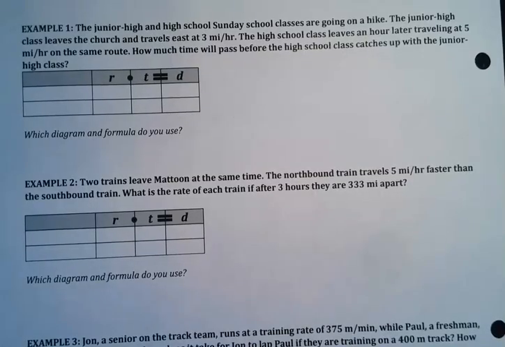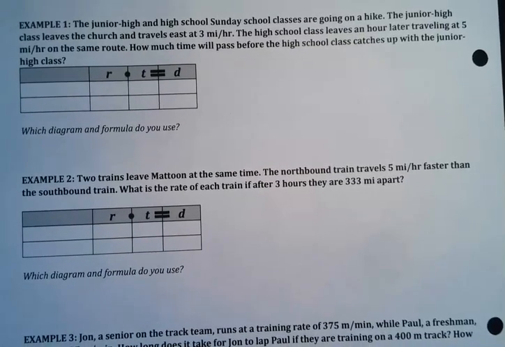Okay, so the junior high and high school Sunday school classes are going on a hike. The junior high class leaves the church and travels east at 3 miles per hour. The high school class leaves an hour later, pardon me, traveling at 5 miles per hour on the same route. How much time will pass before the high school class catches up with the junior high class? This is a motion problem. It's people or planes or cars, whatever, in motion.